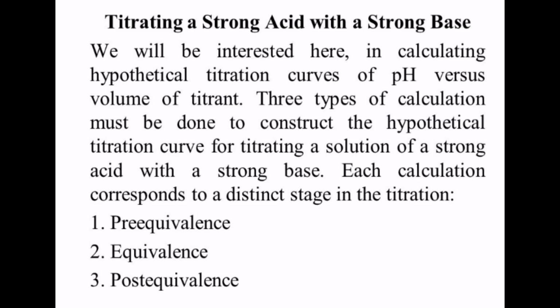So titrating a strong acid with a strong base, we will be interested here in calculating hypothetical titration curves of pH versus volume of titrant. Three types of calculation must be done to construct the hypothetical titration curve for titrating a solution of a strong acid. Each calculation corresponds to a distinct stage in the titration: the pre-equivalence, equivalence, and post-equivalence stages.